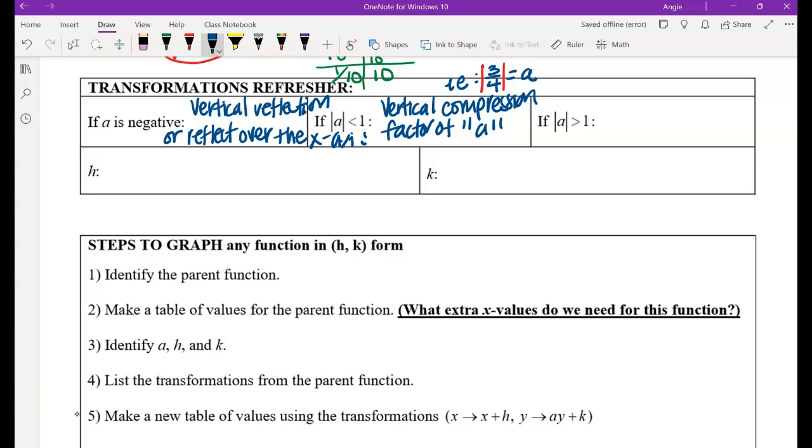Now, if the absolute value of A is bigger than 1, then we call it a vertical stretch. Vertical stretch factor of whatever A is, okay? So what if A is 1.5 or 2 or 3? Well, the absolute value of 1.5 is still positive 1.5, so that's bigger than 1. So it's going to be a vertical stretch factor of 1.5.